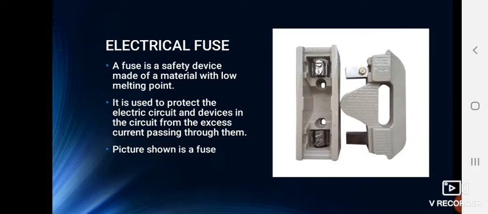Electrical fuse. A fuse is a safety device made of a material with a low melting point. It is used to protect the electrical circuit and the devices in the circuit from excess current passing through them. The picture shown is a fuse.